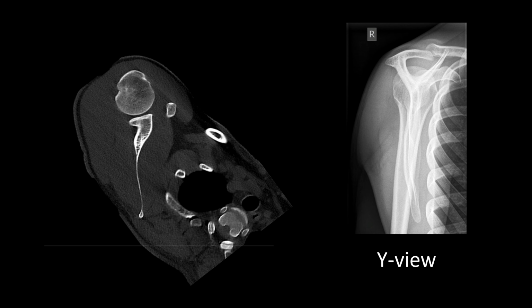If you internally rotate the patient, you get something called a Y view, where you can see the scapula forming a Y because of the spine of scapula. You can see the acromion and the coracoid, and in this view the head of humerus projects over the glenoid, and you can assess the relationship of these two in dislocations, whether the head is posteriorly or anteriorly dislocated.